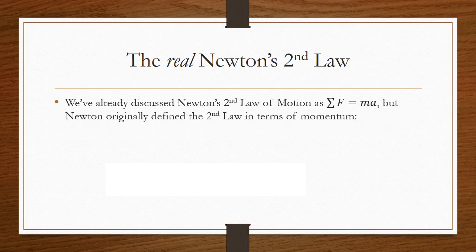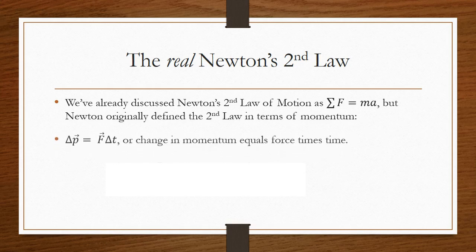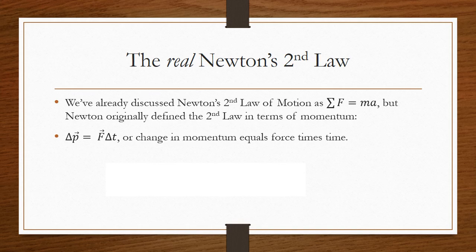We've already discussed Newton's second law of motion as the net force equals mass times acceleration, but Isaac Newton originally defined the second law in terms of momentum. He said that the change in momentum equals force times the change in time. That's this form right here.